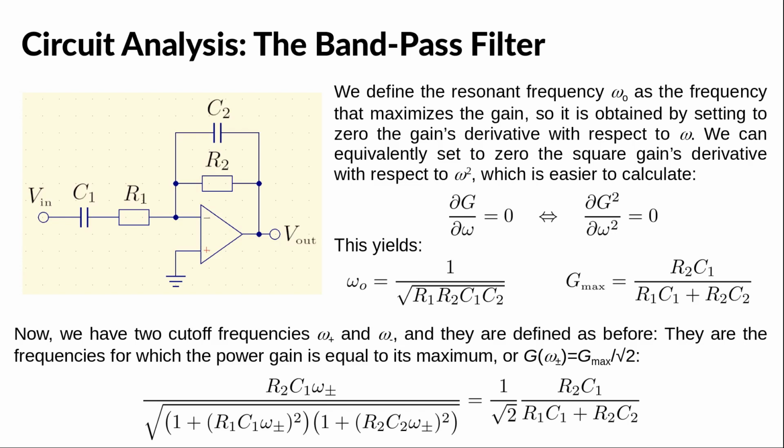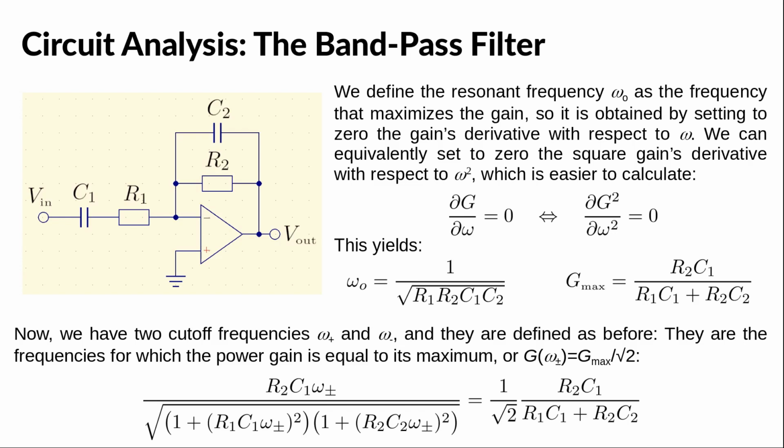Once again, I assume that you know how to perform such a calculation, and you should find that the resonant frequency omega 0 is given by 1 over square root R1 R2 C1 C2. And the value of the gain for that frequency is R2 C1 over R1 C1 plus R2 C2.